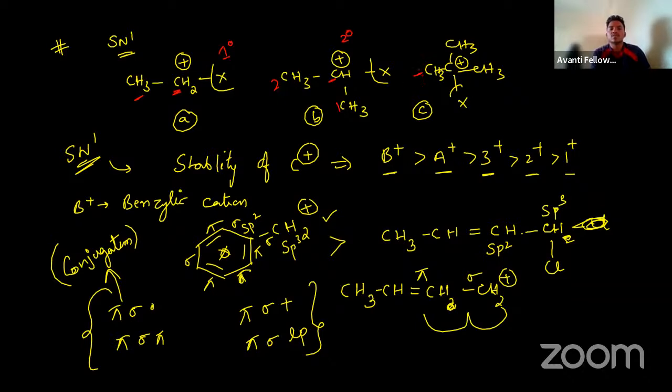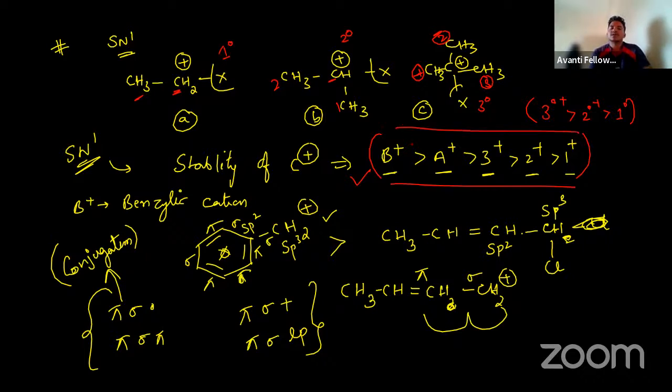This is attached with 1, 2, 3 carbon. So this is a tertiary carbocation. We already know tertiary carbocation is more stable than secondary carbocation, and than primary. So it is very easy that if you determine the carbocation, then you can easily determine its stability. Then you can easily find the major product of it. Okay. So this is the order.